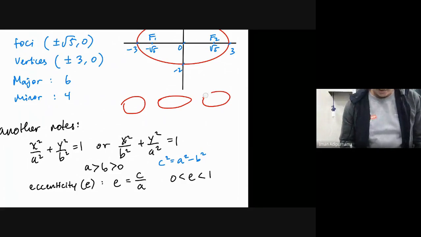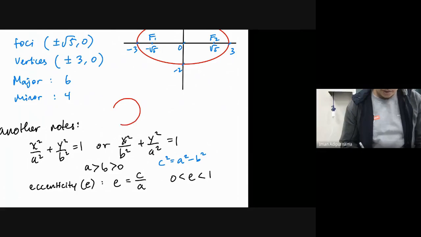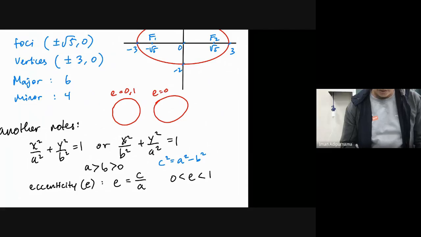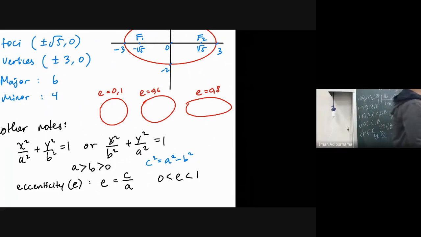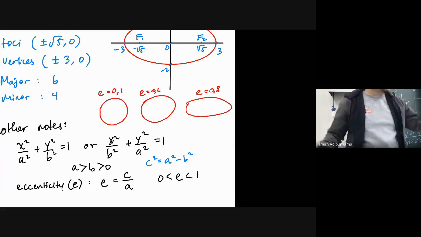So let me illustrate what it means. So let's say this is eccentricity equal to 0.1. And this is eccentricity 0.6. And this eccentricity is 0.8. Okay. It's just an illustration. It's not representing the real E, but just to show you that the closer E gets to 1, the more stretched it is. Okay? And if it's less, then it's more like a circle.